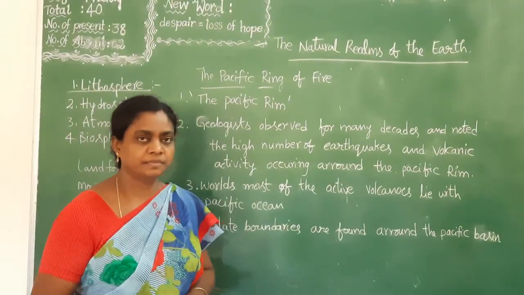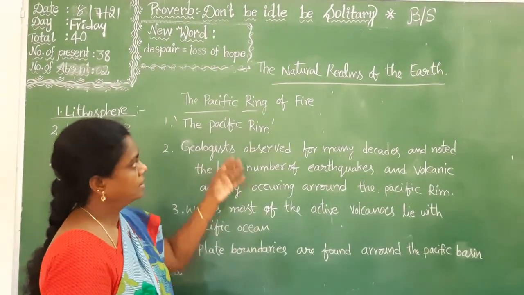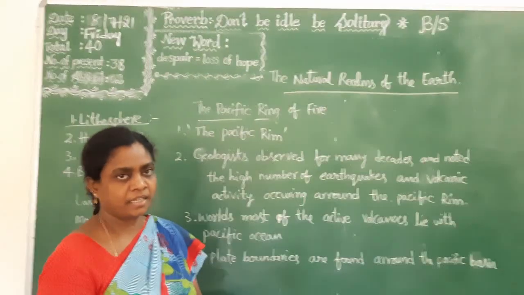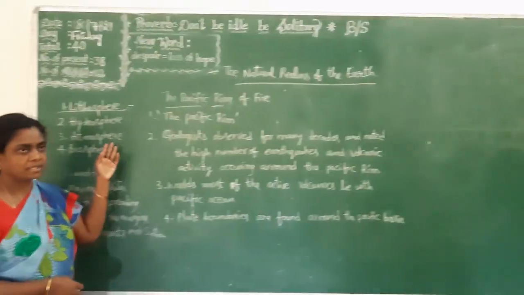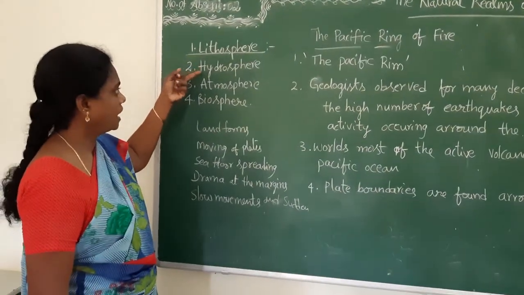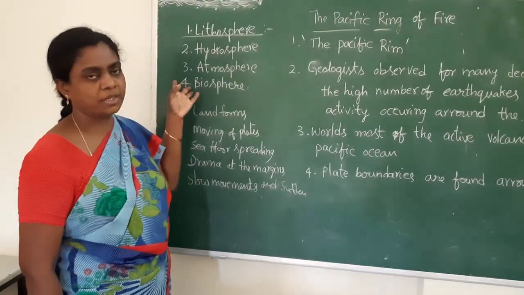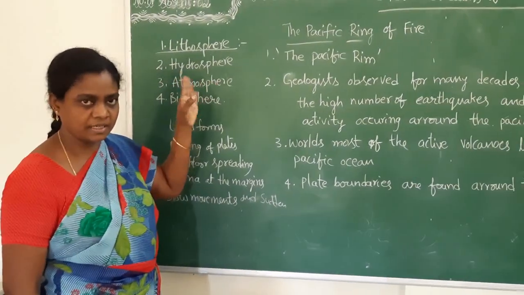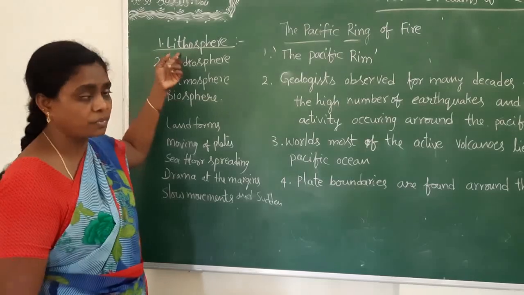In the previous class, we studied about the natural realms of the earth, 9th class, second lesson. The main points are the main spheres: lithosphere, hydrosphere, atmosphere and biosphere. We observed these four spheres in the previous class, and now we are discussing the lithosphere in a detailed manner.